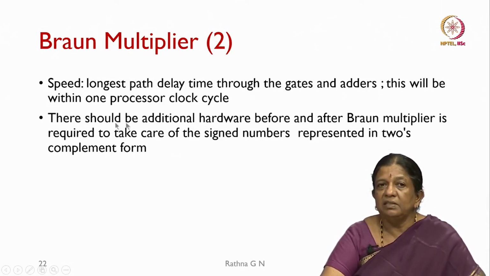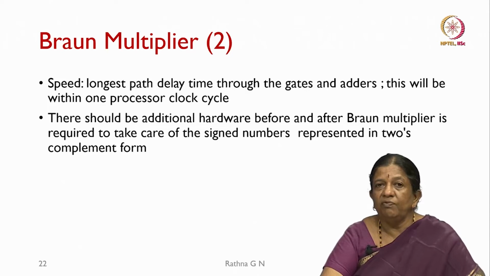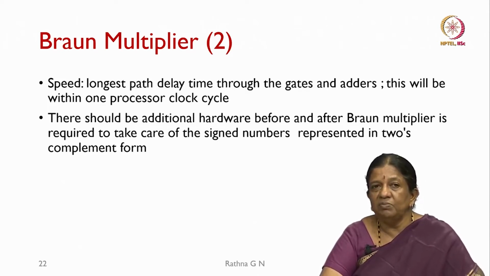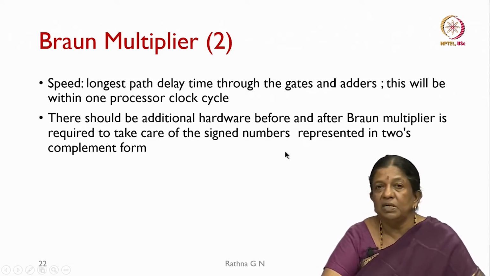And there should be additional hardware before and after the Braun multiplier required to take care of signed numbers, because we took it as an unsigned number. As we did signed multiplication, if one of the numbers, or both of them, are negative, then we have seen that we have to do the 2's complement. This is the hardware which is required before we do the multiplication for signed numbers.